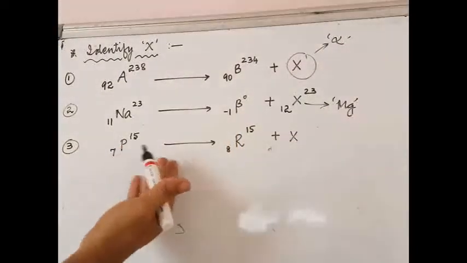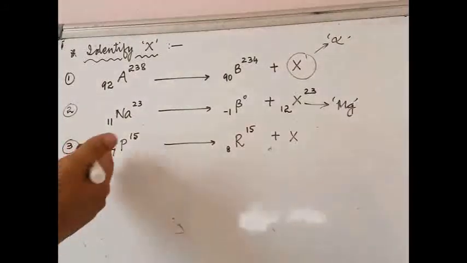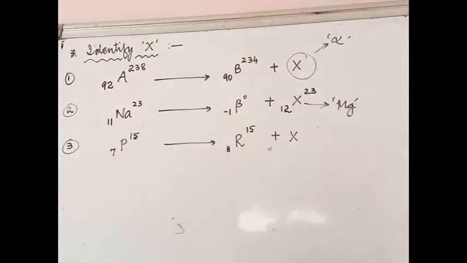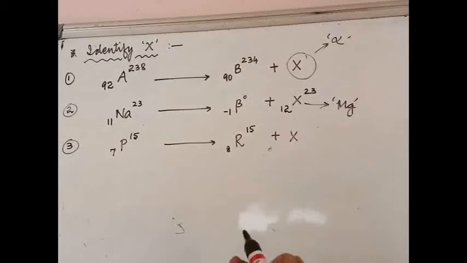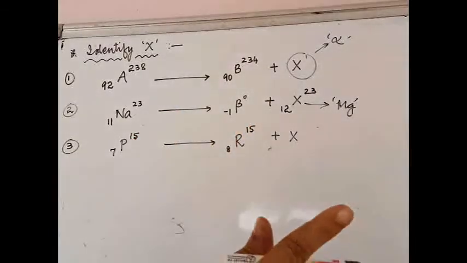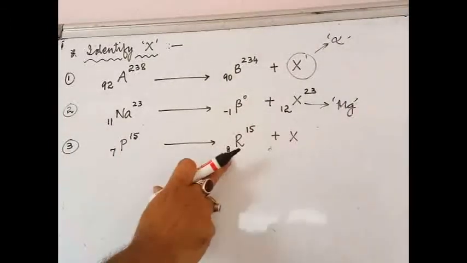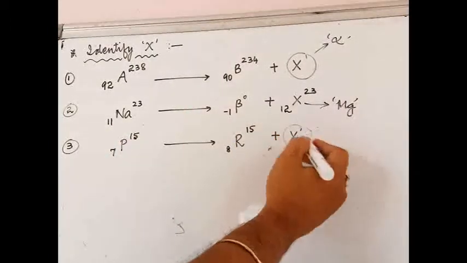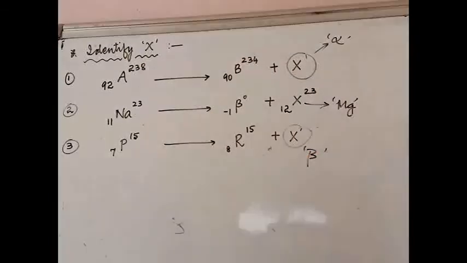Similarly, coming down to the last one, we have phosphorus 15P(15) giving a product with mass 15 as well. So what has happened? Has the atomic mass changed? No, atomic mass has not changed. Atomic number has increased by 1. That means this has to be a beta particle that is coming out. So such questions you will be expected to solve if they come in the paper.